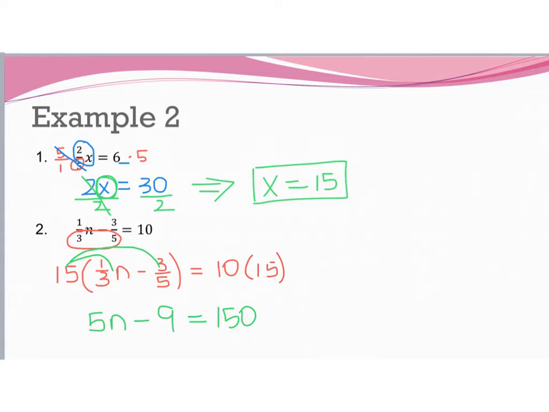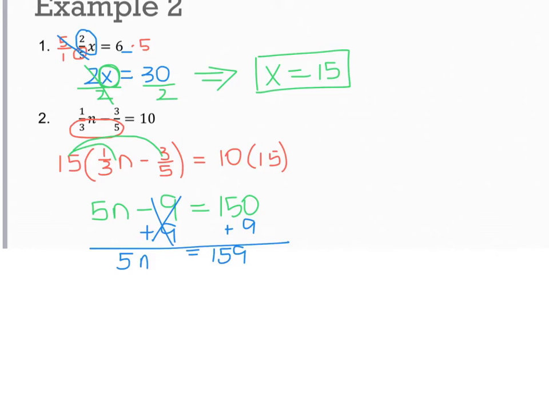Now what I'm going to do is undo my addition or subtraction here. So I'm going to undo my minus 9, and I'm going to do that by adding 9 to both sides. So when I do that, I have 5n, because these are going to go away, equals 159. Now I'm going to get n by itself, and I will do that by dividing both sides by 5. My 5s are going to cancel, and that's going to leave me with n equals 159/5, which I'm okay if you leave it like that, or you could reduce that down to 31 4/5. But as I mentioned, I am okay if you leave it like that.